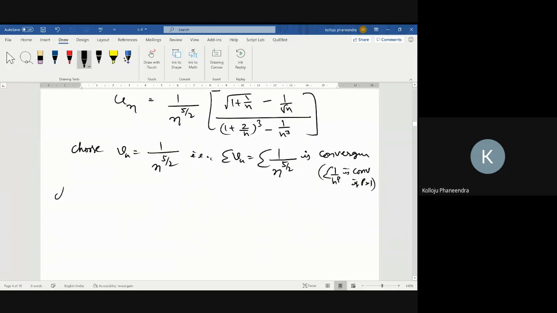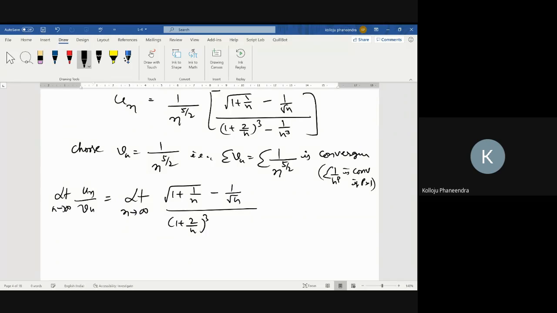Now take the ratio. For the ratio, limit directly: limit n tends to infinity un by vn. Un by vn means these two terms get cancelled, 1 by n power 5 by 2 and 1 by n power 5 by 2. For the remaining term, the limit is 1 plus 1 by n under root minus 1 by root n, whole by 1 plus 2 by n whole cube minus 1 by n cube. So this is 1 plus 0 and this is 0. This is 1 plus 0 whole cube minus 0. So this is 1, not equal to 0 and finite.